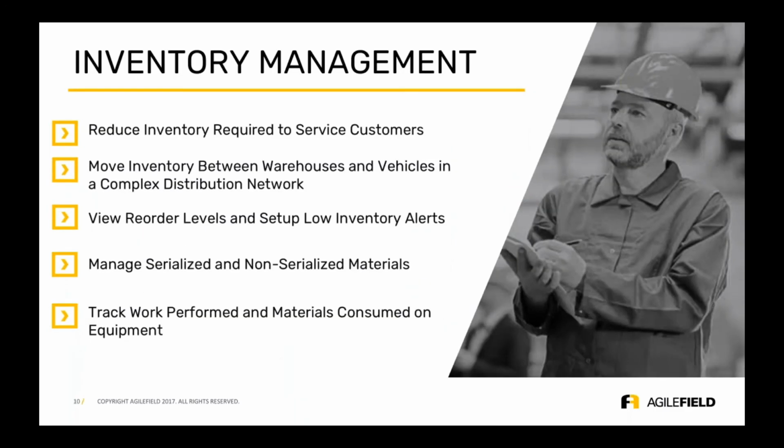AgileField's platform can manage inventory in a complex distribution network. This means we can easily move and track inventory back and forth between warehouses, vehicles, and customer locations. We will set up reorder levels to trigger low inventory alerts, whether that's on bulk materials like a box of screws, or serialized materials like a specific set-top box. The system will also track work performed and materials that are consumed on equipment in the field.